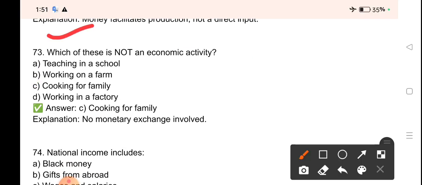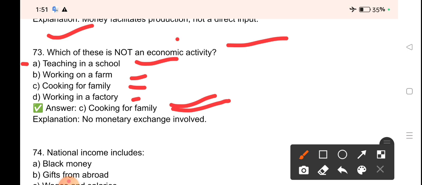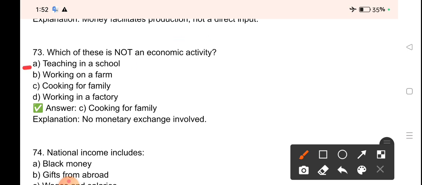Which of these is not an economic activity? Teaching in a school, working on a farm, cooking for family, working in a factory. Cooking for family is not an economic activity. Teaching in a school, working on a farm, and working in a factory are economic activities. No monetary exchange is involved.